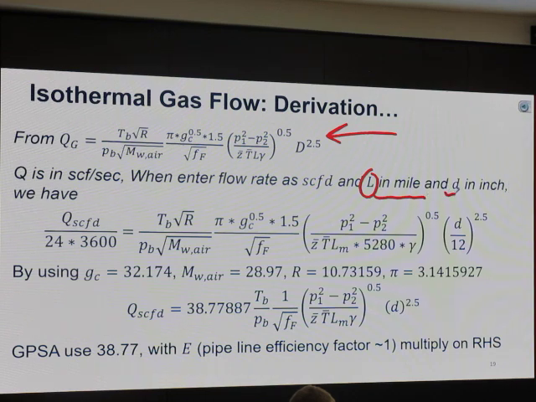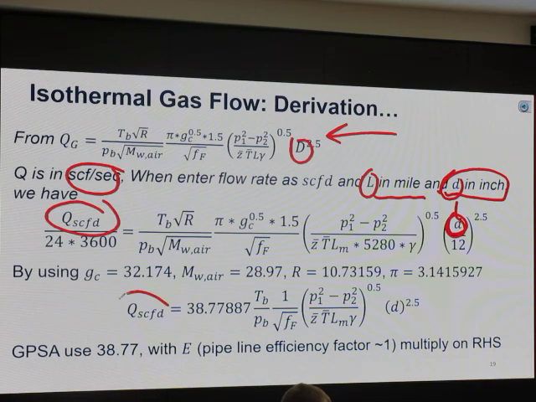Okay. D is diameter in inch. That D is that D. That capital D is not that small d, which is in feet. Q is standard cubic foot per day, already spelled out as standard cubic foot per day. Then pressure in PSIA, friction factor with no unit. This is my diameter in inch.